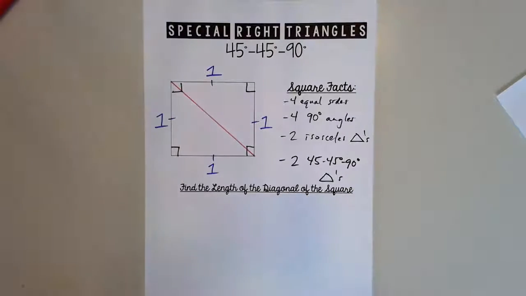Okay, so today we're going to be talking about special right triangles. There are two types of special right triangles that we're going to focus on this year in trig. One of them is the 45, 45, 90. Okay, so it starts with a square.